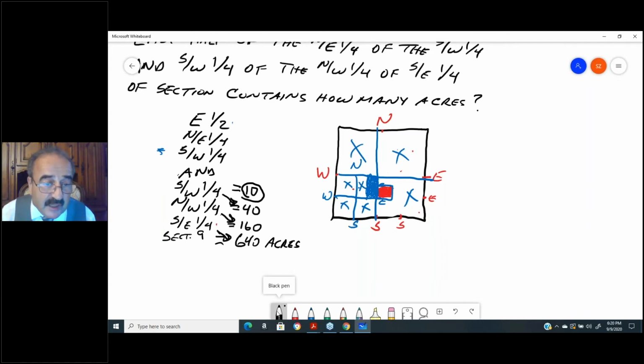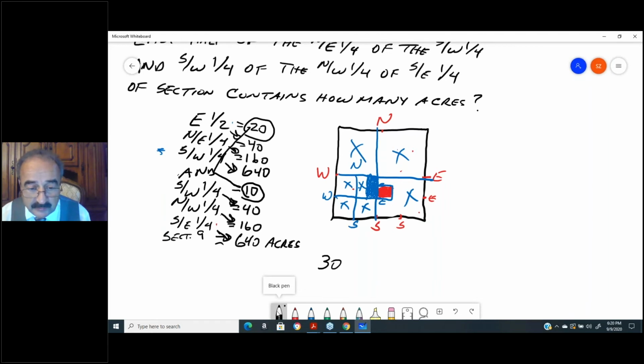Go back to section 9, which has 640 acres, because every section does have 640. Yes, Alberto, you got that correct too. 4 divided into 640 equals 160. 4 divided into 160 equals 40. 2 divided into 40 equals 20. So, and I stop. It's 20 and 10 acres equals 30 acres.